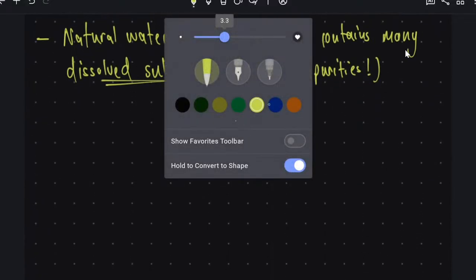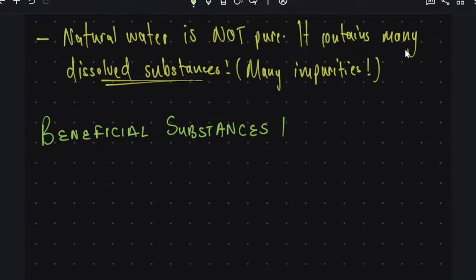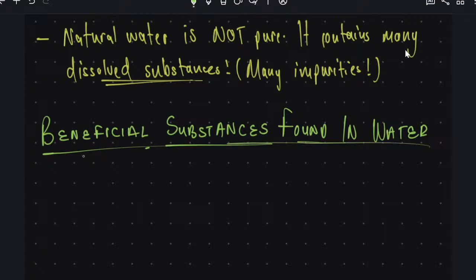Now, just write a few things, two more things, and you're done. Beneficial substances found in water. Two more things. Okay, just this and then the harmful, then you're done. And the lesson is over. Beneficial substances found in water.